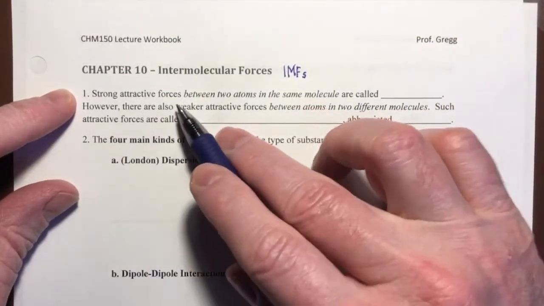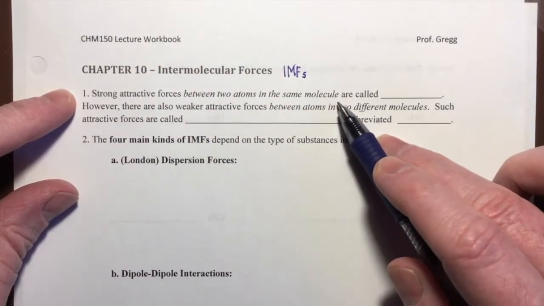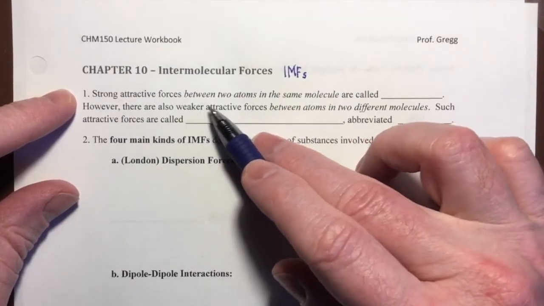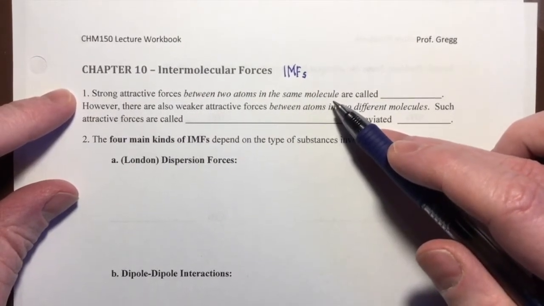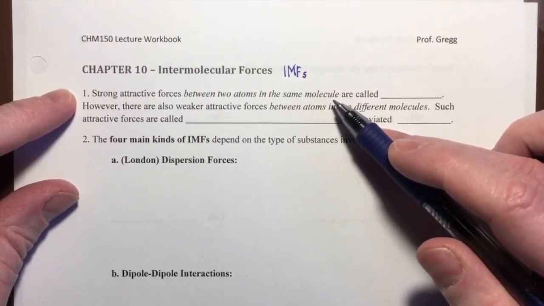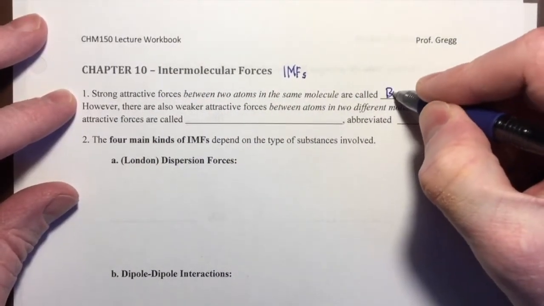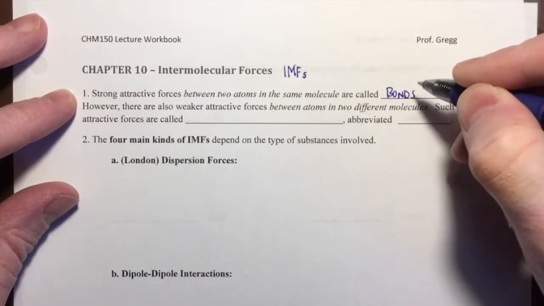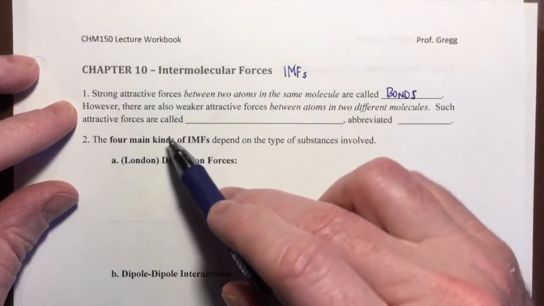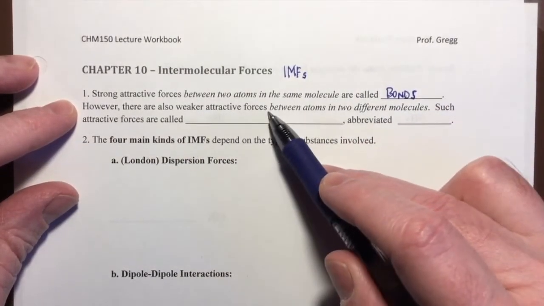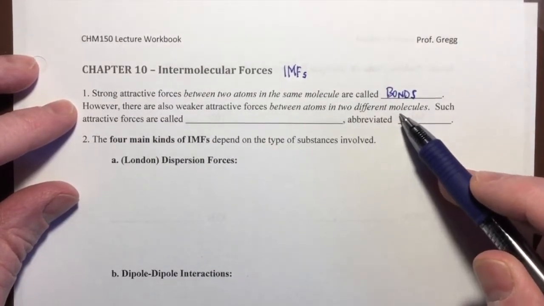So here we go. Strong attractive forces between two atoms in the same molecule. So notice the expression here, between two atoms in the same molecule. When two atoms in the same molecule are attracted to each other, these strong attractive forces are just called bonds. Right? And that's what we've been talking about when we talked about covalent bonds and so forth. However, there are also weaker attractive forces when we're talking about between two atoms in two different molecules.